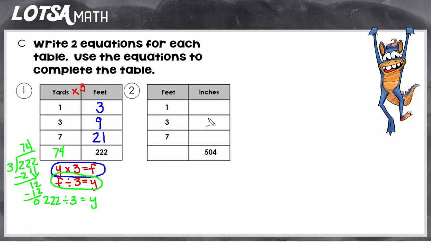On number 2, we have feet to inches. So we're going from big to small, or horse to fly, multiply. And how do you know what to multiply by? Well, you just ask yourself how many are in 1. And there are 12 inches in 1 foot, so I'm going to need to multiply by 12. So the first thing I'm going to do is write my equations. So I'm going to have feet times 12 equals inches.